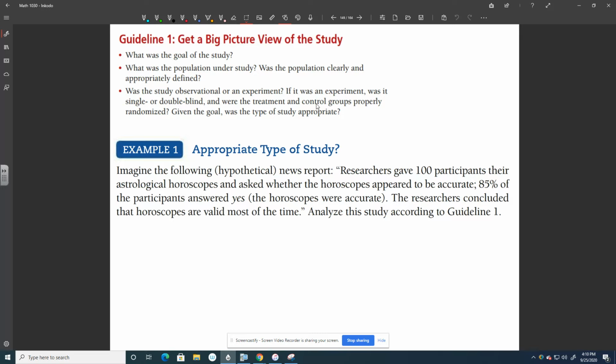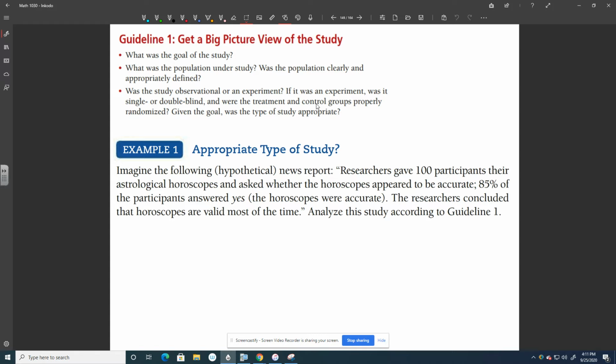So example 1 is one that we talked about in class already. It says, imagine that there was a news report saying researchers gave 100 participants their horoscopes and asked whether those horoscopes appeared to be accurate. 85% of the participants answered yes. The researchers concluded that horoscopes are valid most of the time.